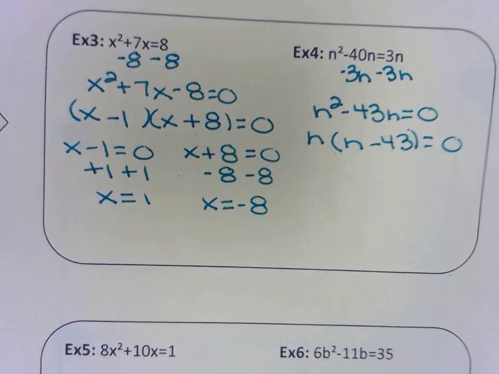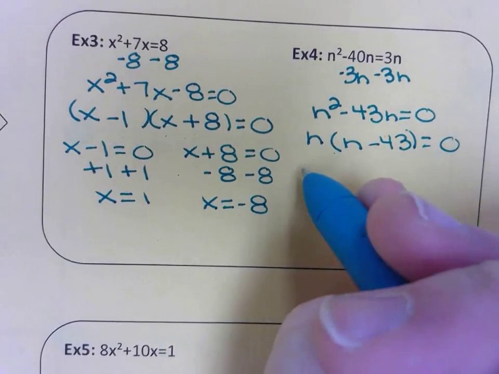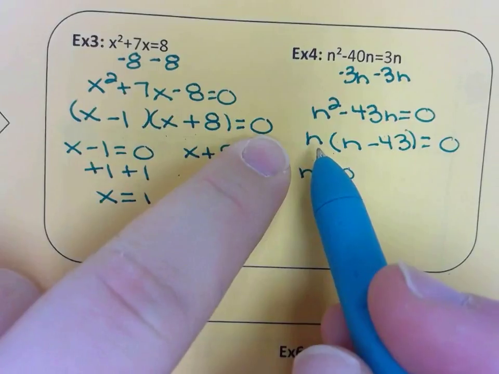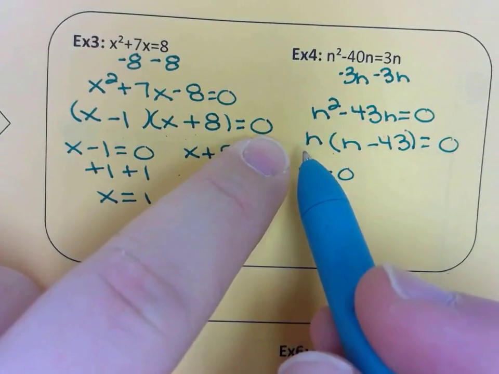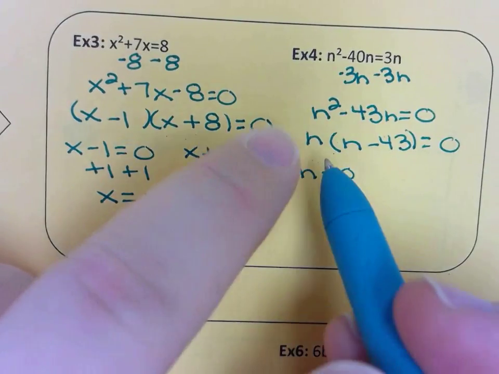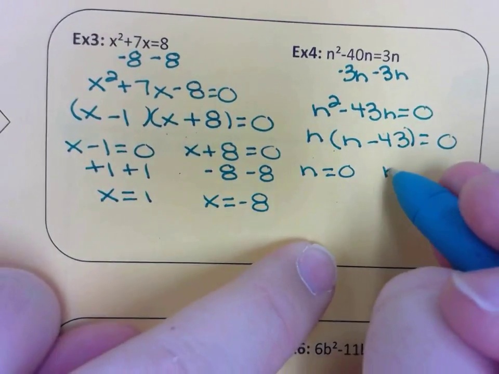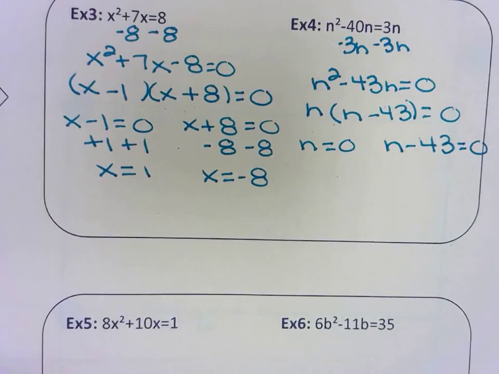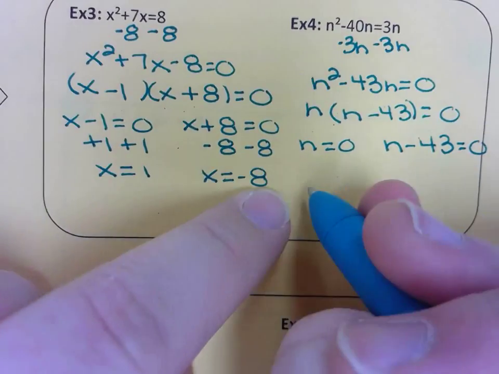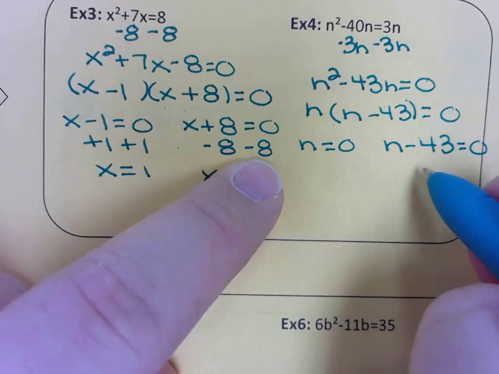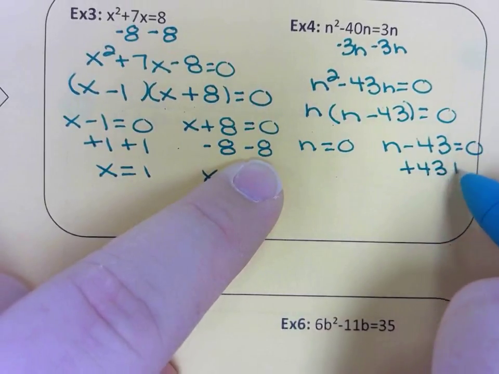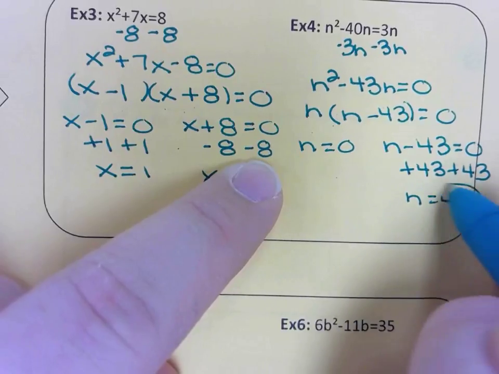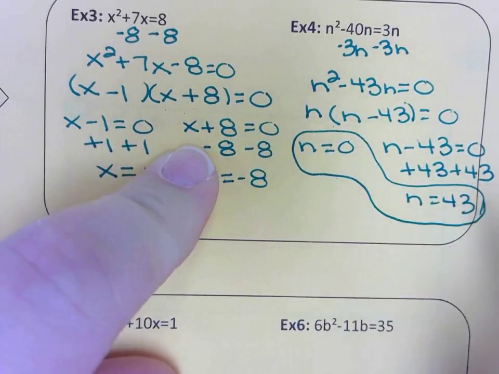Is this solved for n yet? No. So I need to take each part. So n is technically a factor. If this was just a constant, if this was just a 2 or a 5, you wouldn't have to set it equal to 0. But since there's an n there, I need to set it equal to 0. And then n minus 43 equals 0. So one answer is already solved. N equals 0 is one answer. The next one, add 43, n equals 43. So my two answers are n equals 0 and n equals 43.